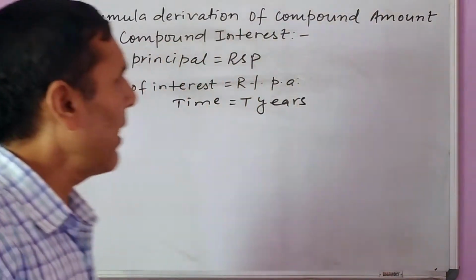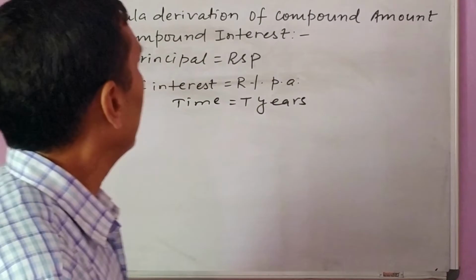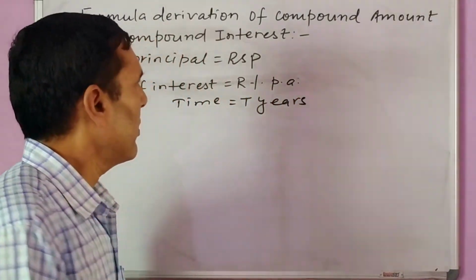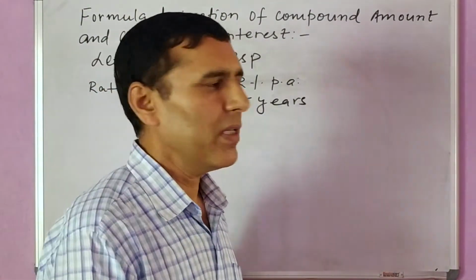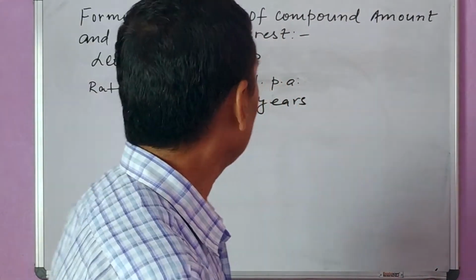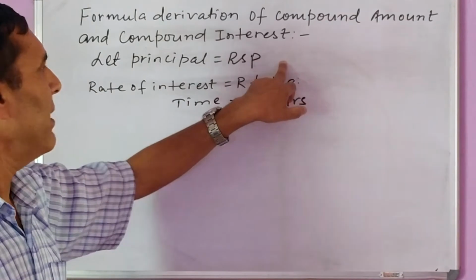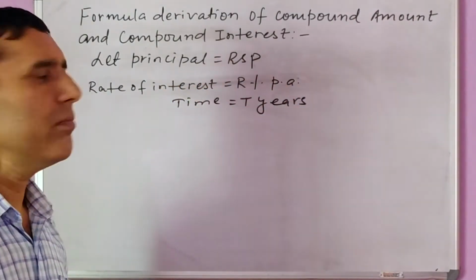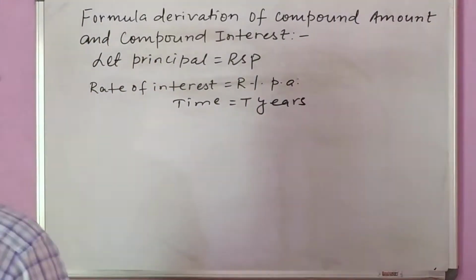Today we are going to derive the formula to calculate compound amount and compound interest in different conditions. First we are going to derive the formula to calculate the compound amount and compound interest for yearly compounding, semi-annual compounding. For this, let the principal be rupees P, rate of interest be R% per annum, and time be T years.